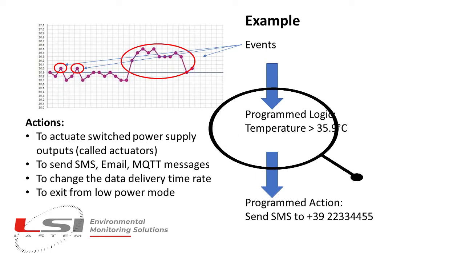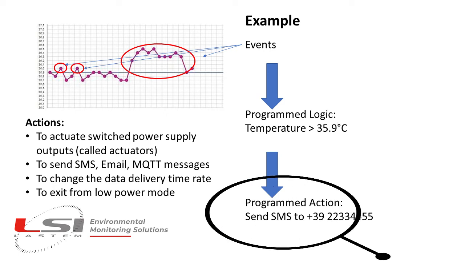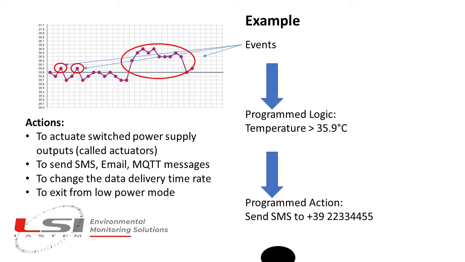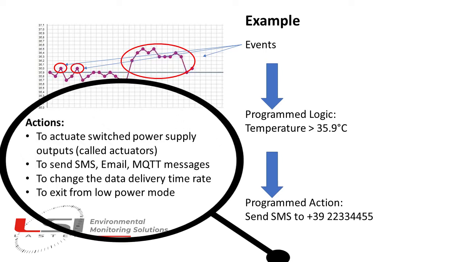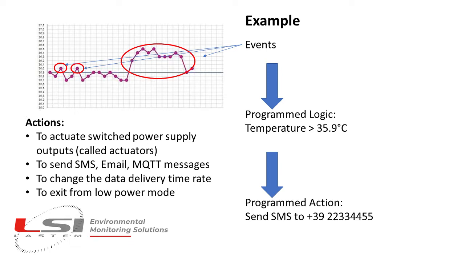Logics are associated to actions. Actions are the ways used by AlphaLog to actuate the switched power supply outputs, also called actuators, to execute SMS, email, MQTT messages, to change the data delivery time rate and the requirement to exit from the low power mode status in consequence of events.